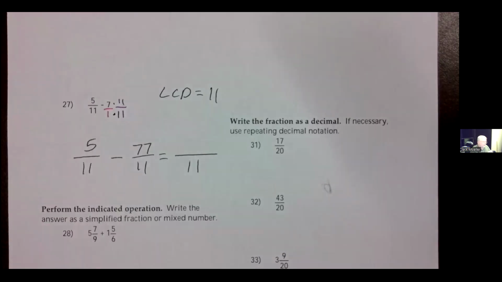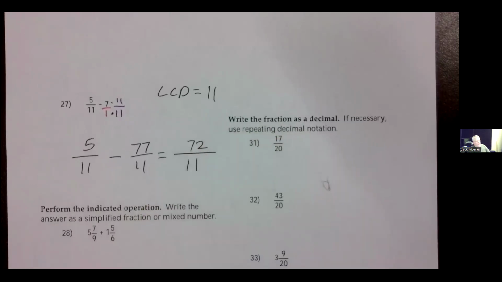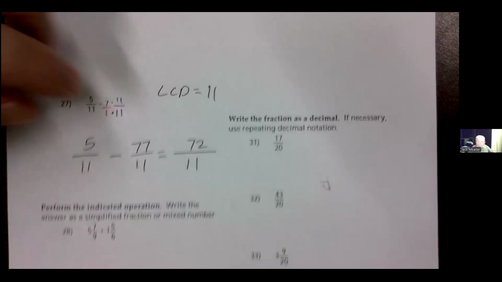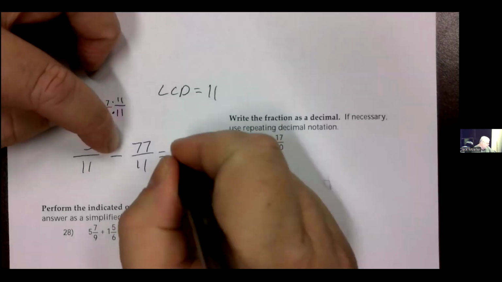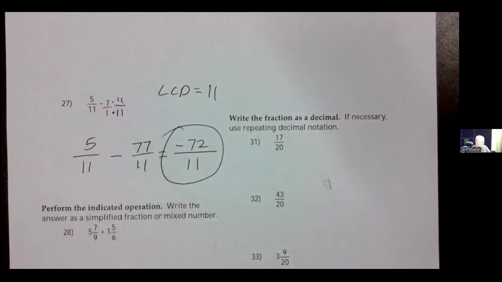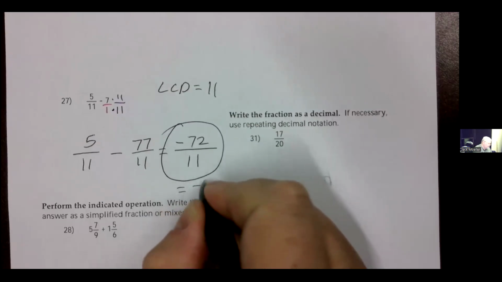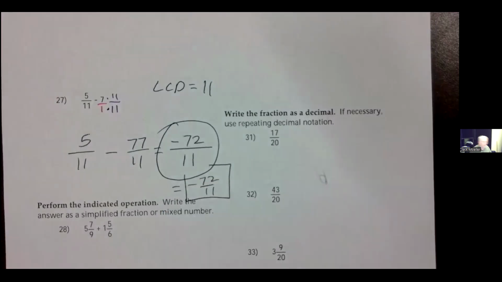So 77 minus 5 is 72. Now, is it a positive 72 or a negative 72? Well, for subtracting, the bigger number controls the sign because we're going left 77. So we're going to definitely be in the negative. That's not going to simplify, so our answer would be negative 72 over 11, which you would also see as negative 72 out front. Those do mean the same thing, and we will discuss that in the next video.